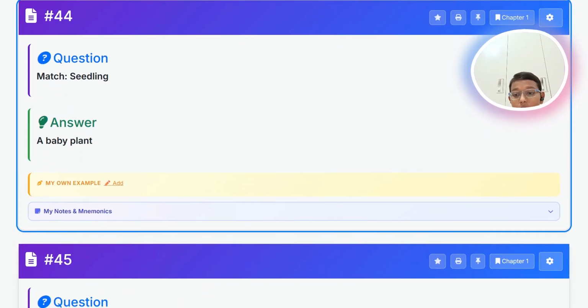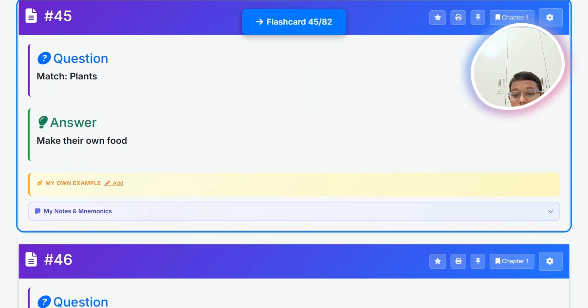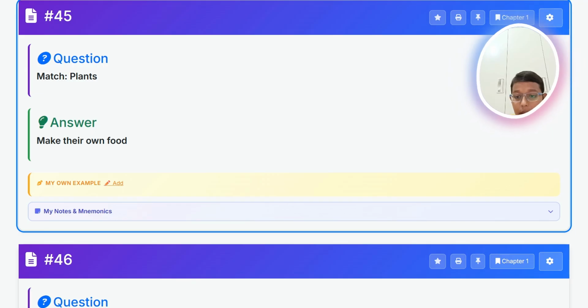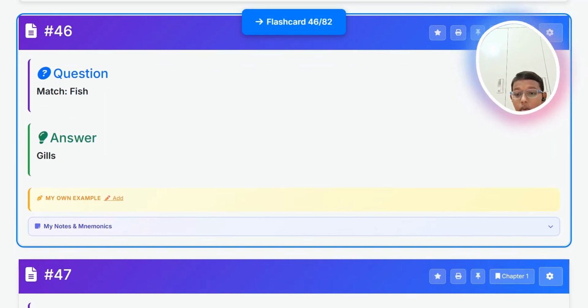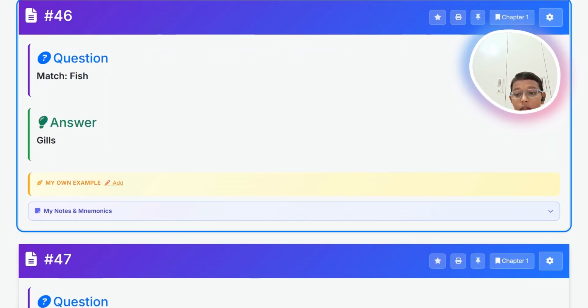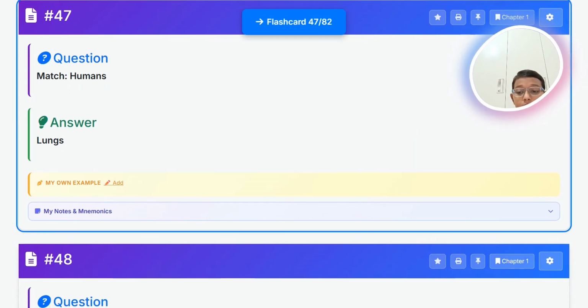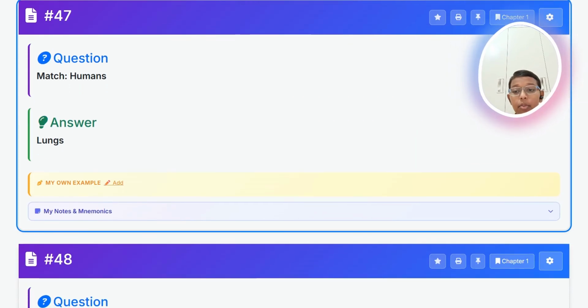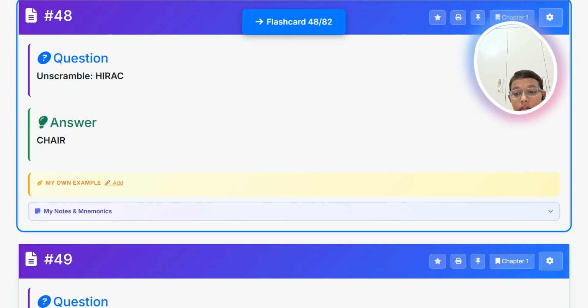Match: seedling, a baby plant. Match: plants, make their own food. Match: fish, gills. Match: humans, lungs.